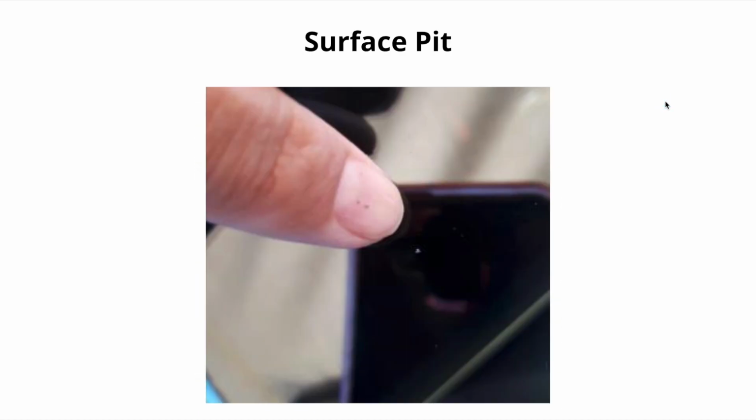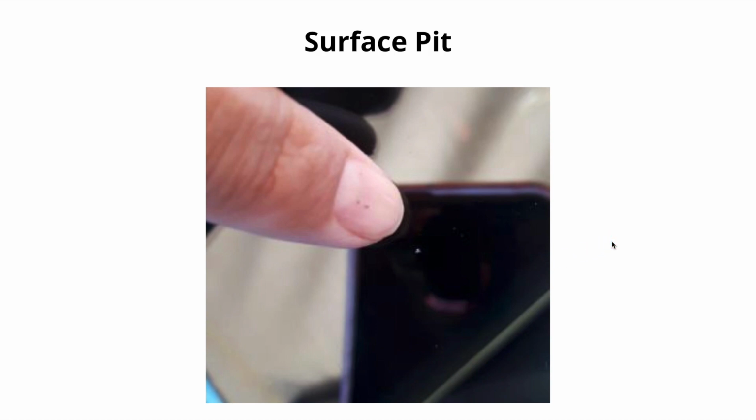All right, so here's a surface pit. These ones are kind of up to your discretion. I still do repair them. Basically what it is, it's just a little nick in the glass. So as you can see, it's very, very small. It's not necessarily puncturing the glass, didn't create a cavity, didn't create any cracks that come out. But it's basically a pit in the glass, like a nick in the glass.